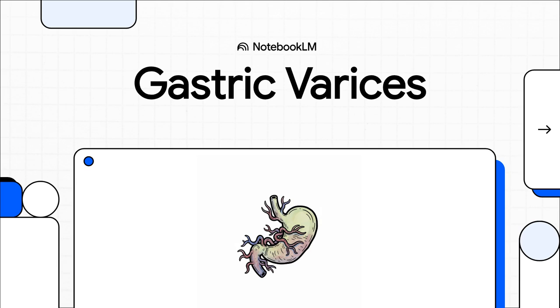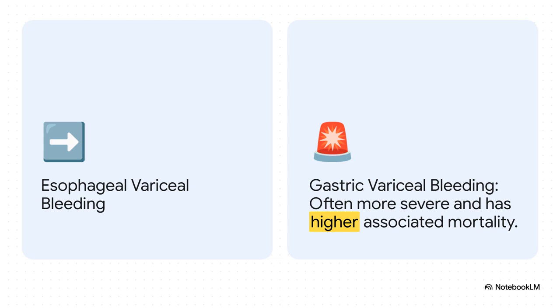your patients. We spend a lot of time learning about esophageal varices, but their gastric cousins, they're a completely different animal. They might be less common, but when a gastric varix bleeds, it's often way more severe and, as you can see, carries a much higher mortality. So let's just get this straight from the jump. This is a more dangerous bleed.